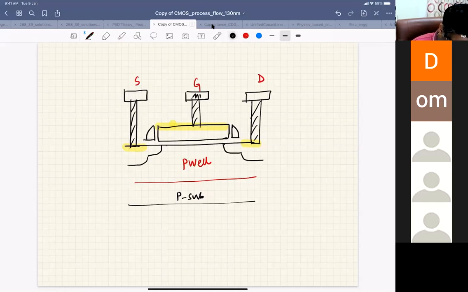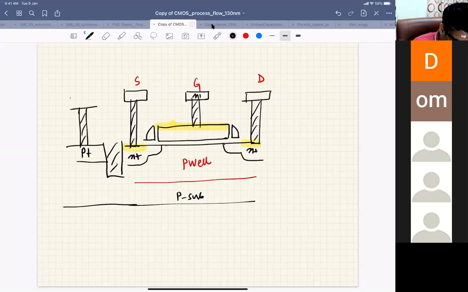Let me write down. This is n plus. You have your isolation here. Then you take your contact to the substrate, so again you have your P plus here. This region is your substrate, so the substrate contact is also at the top, and it is called the body, B.